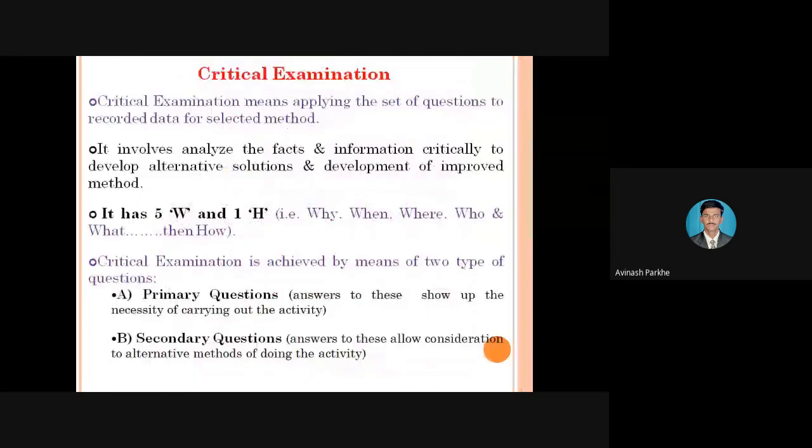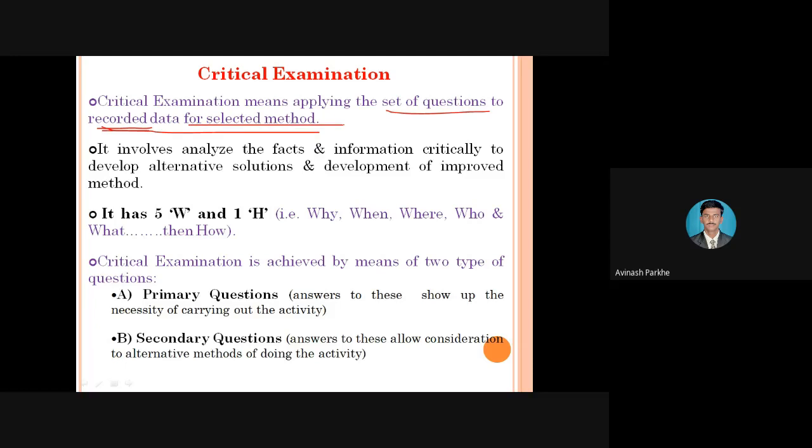Now we'll discuss the next point, which is called critical examination. What is meant by critical examination? Here is the simple definition I have written. Critical examination means applying a set of questions to the recorded data for the selected method. Sometimes we have to go for the modification of the method, and at that time, during the modifications, we have to go for the critical examination.